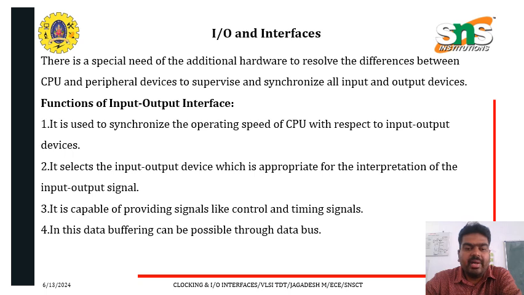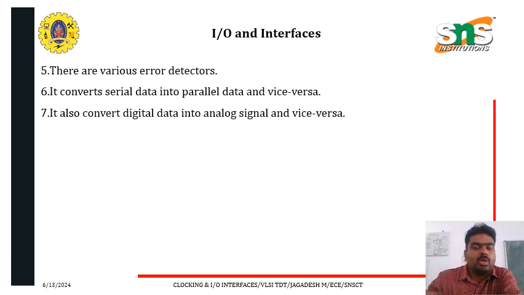Functions of input and output interfaces. It is used to synchronize the operating speed of the CPU with respect to the input and output devices. It selects the input and output devices appropriate for the interpretation of the input and output signal. It is capable of providing signals like control and timing signals. In this, data buffering is possible through the data bus. There are also various error detectors. It converts serial data into parallel data and vice versa. It also converts digital data into analog signals and vice versa.